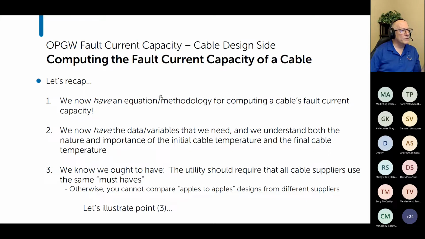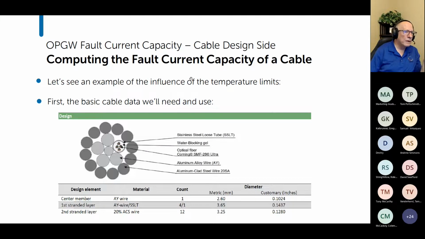So let's recap. We've now got an equation and a methodology for computing the fault current capacity. We know where we get the data from. And I just want to keep making this point that we ought to have everybody use the same rules, because otherwise you can't compare designs from different suppliers. Let's give a specific example of that.